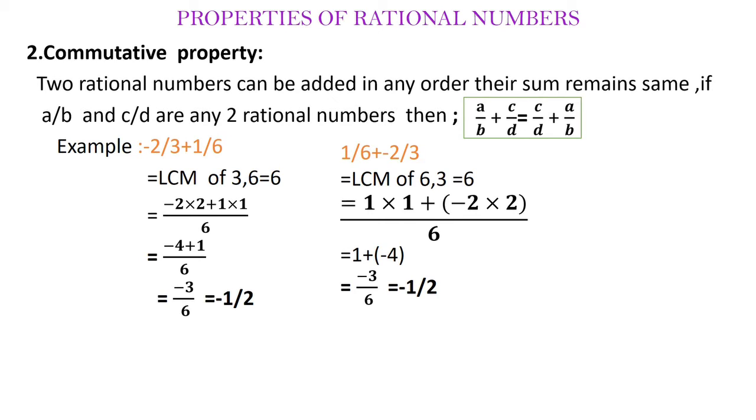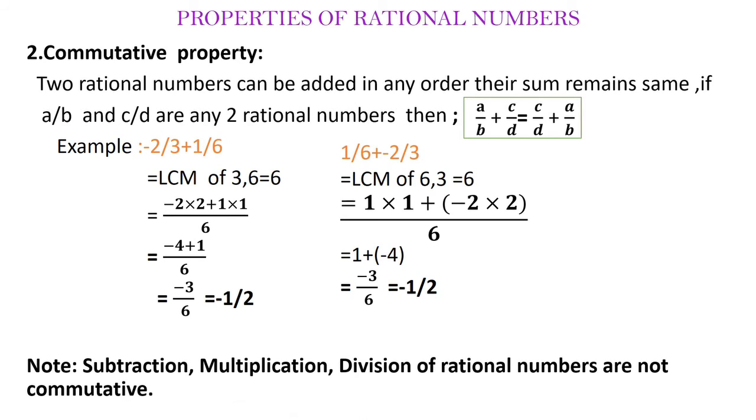So in this property, we can conclude that if we add in any order, we get the same answer. Subtraction, multiplication and division of rational numbers are not commutative.